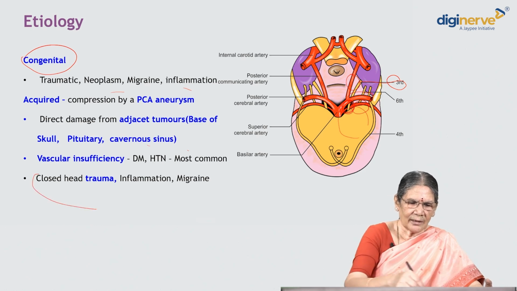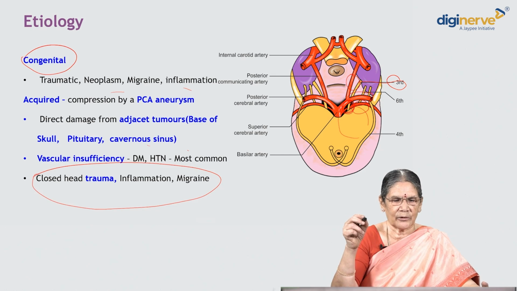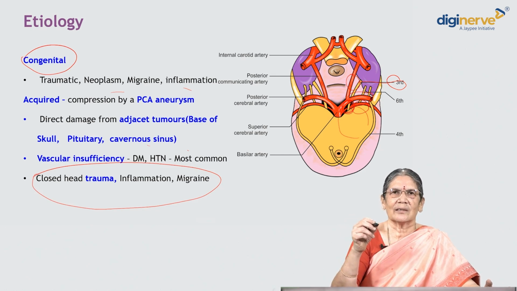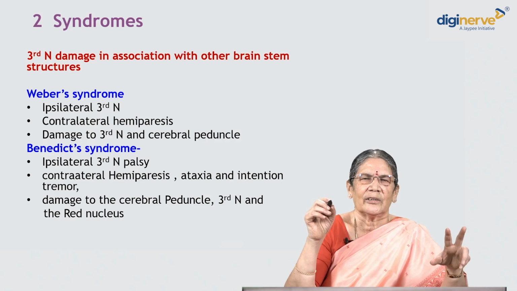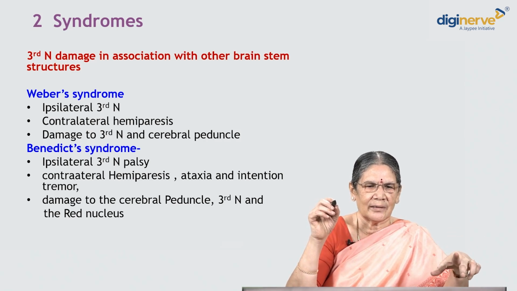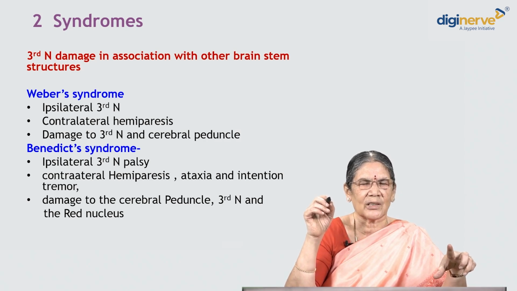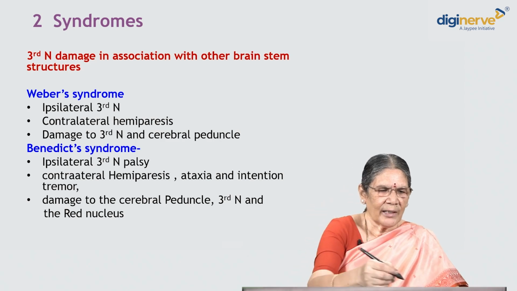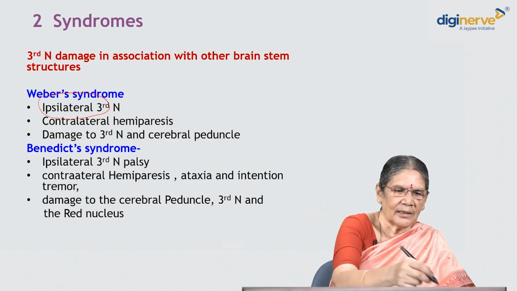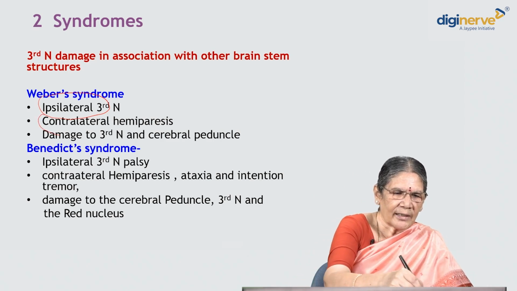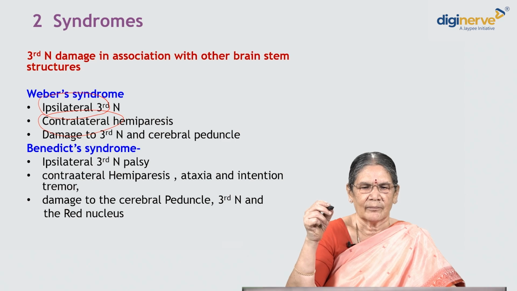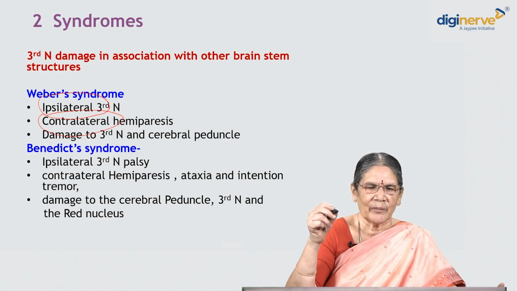And the other common causes you see are closed head trauma or any inflammations of any intracranial pathologies, or a migraine also can cause a total third nerve palsy. And again 2 syndromes have been described under this in association with the brain stem structures. One is called Weber's syndrome, where you have ipsilateral third nerve palsy with contralateral hemiparesis. It is mainly because of damage to the third nerve and cerebral peduncle together.